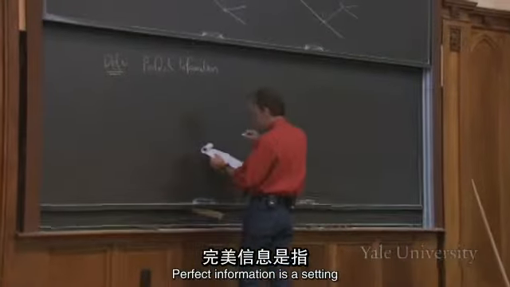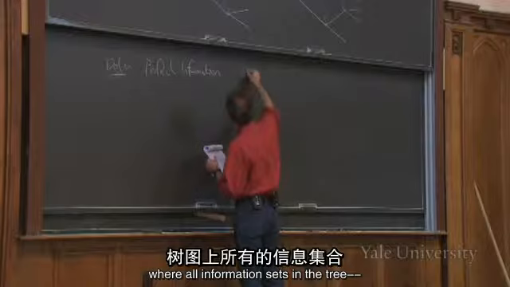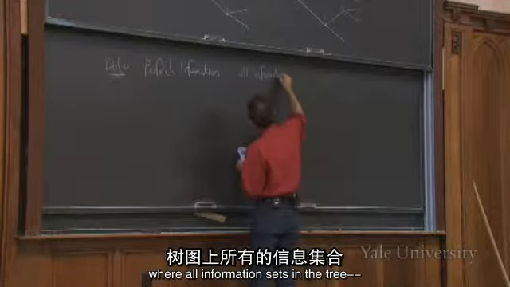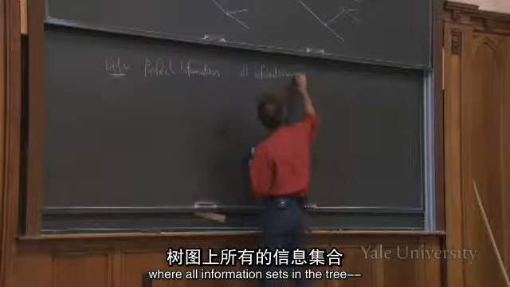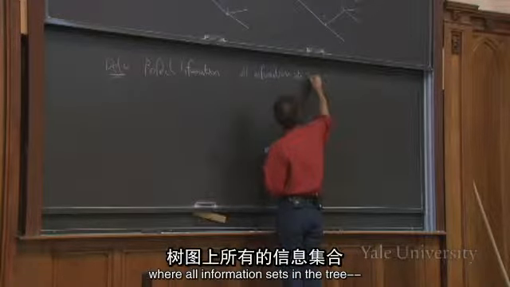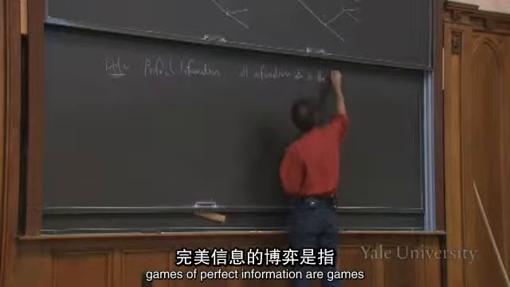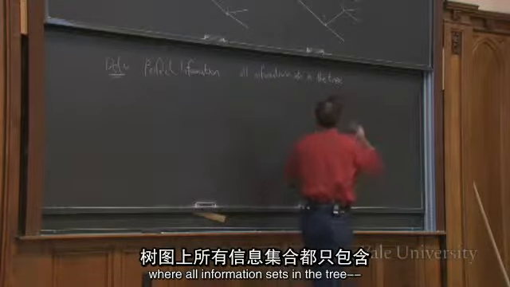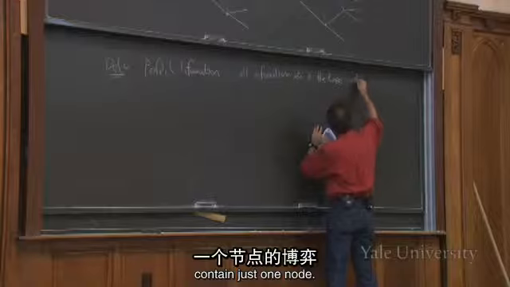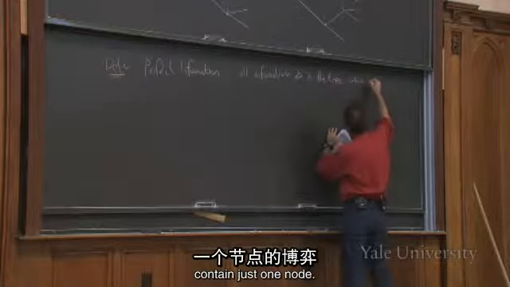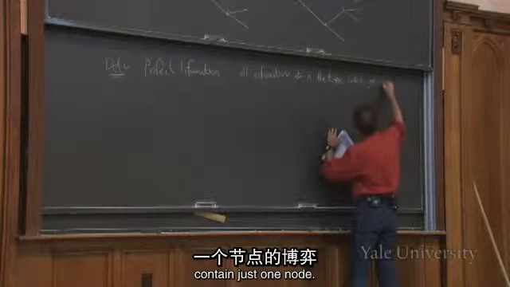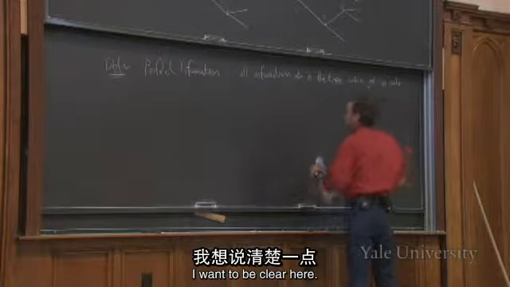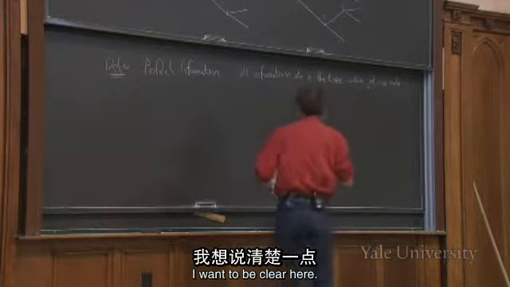Perfect information is a setting where all information sets in the tree contain just one node. Games of perfect information are games where all information sets in the tree contain just one node. I want to be clear here.